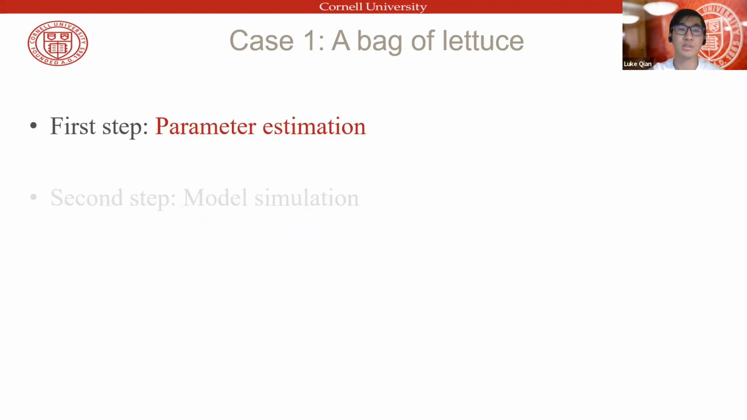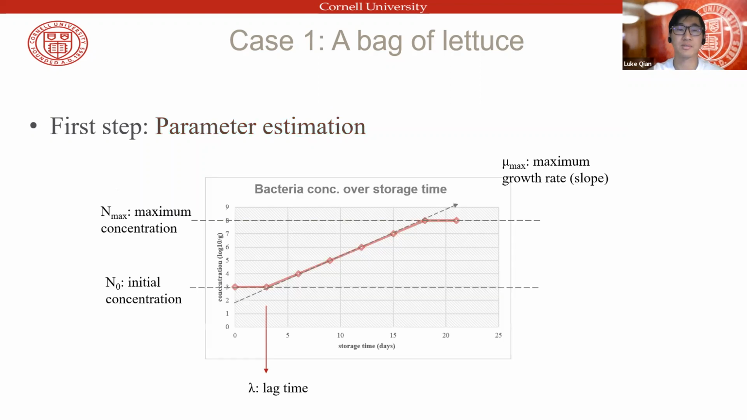So the first step we want to do is to estimate our parameters. The plot we generated shows a very ideal growth pattern. We can see from this plot, straight away, certain distinctive features. For example, if you have taken basic microbiology, you will know the growth pattern can be divided into lag phase, exponential growth phase, and the stationary phase.